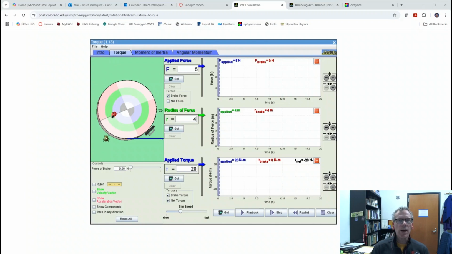Greetings. I just want to do a short demonstration here with the PhET torque simulation, just to get you to think about some basic torque concepts.